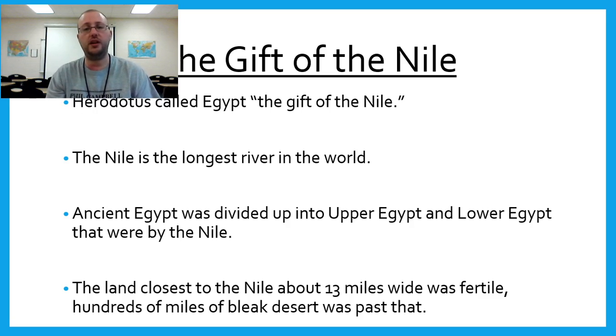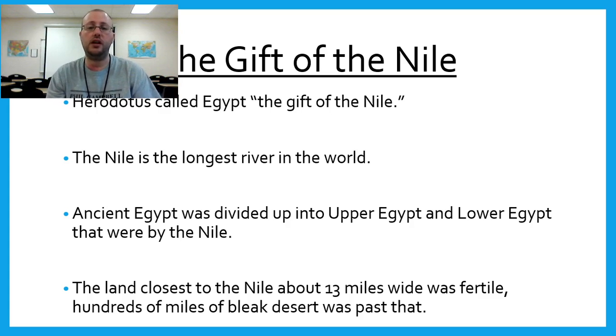Herodotus called Egypt the gift of the Nile because without the Nile River, there is no Egypt, because it provides Egypt with the water that they need to have sustainable life. The Nile is the longest river in the world. Ancient Egypt was divided into Upper Egypt and Lower Egypt, and they were connected by the Nile.